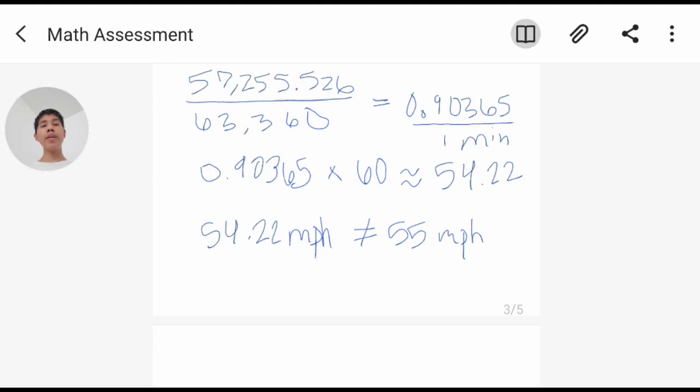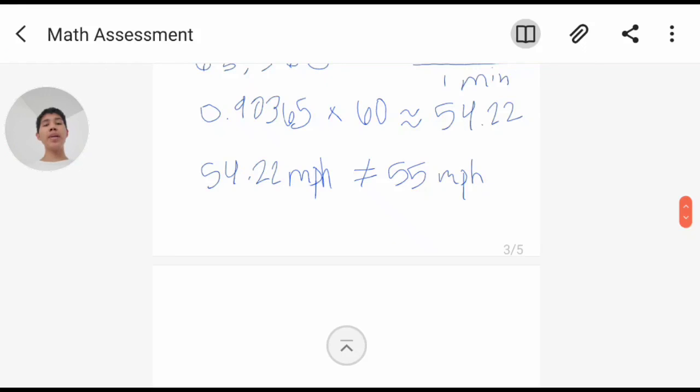Now, since we know that there's 0.90365 under 1 minute, we want to figure out hours, which means we have to look for outside thinking. That outside thinking being that there is 60 minutes in 1 hour. So logically speaking, we can multiply 0.90365 by 60 and get approximately 54.22. Now, when comparing the speeds, 54.22 miles per hour does not equal 55 miles per hour.